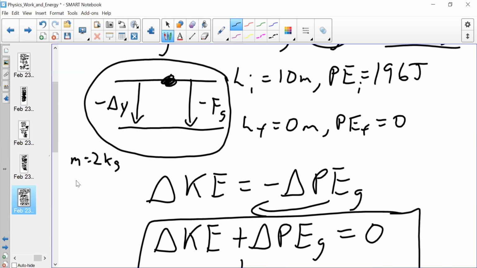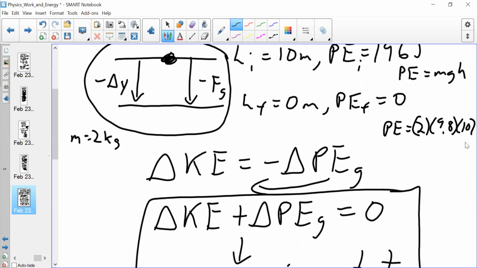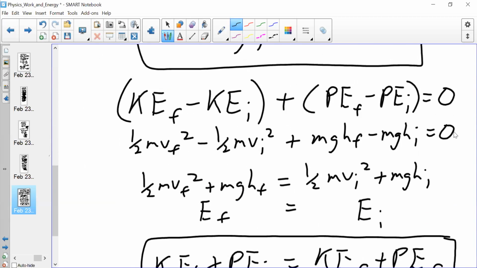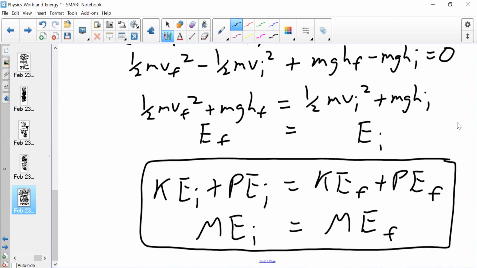So just to go back over that again, it's MGH. So 2 times 9.8 times 10 is roughly 196. And then same mass, it can be any mass, 10,000, whatever. So at the bottom, 2 times 9.8 times 0 is just 0. So that's why it's 0 at the bottom.